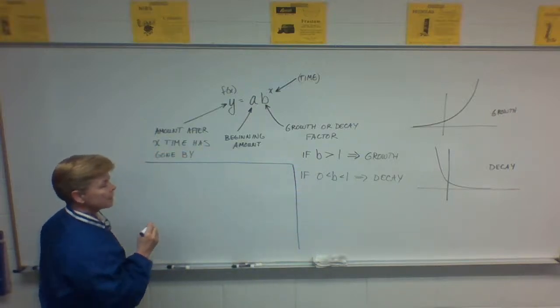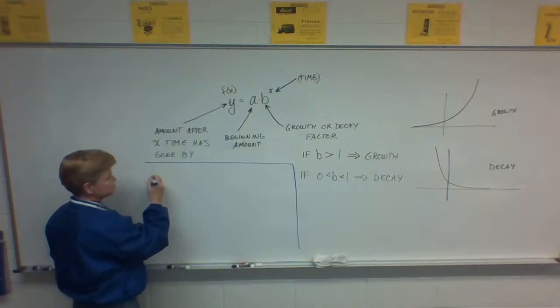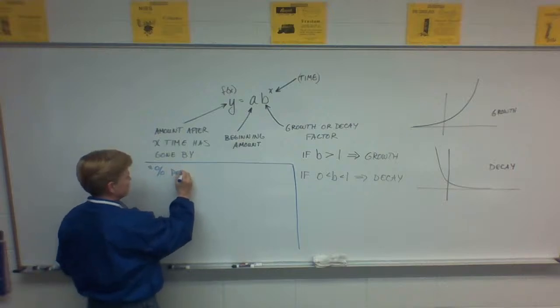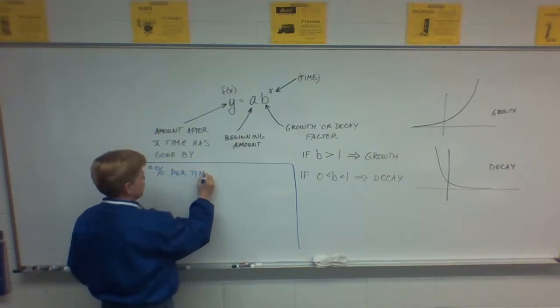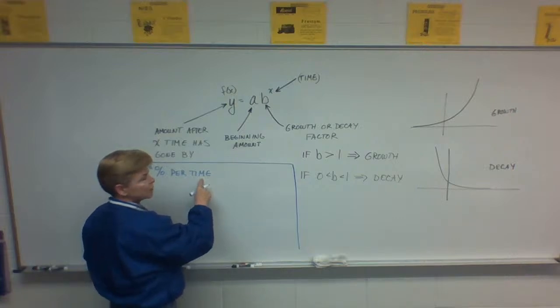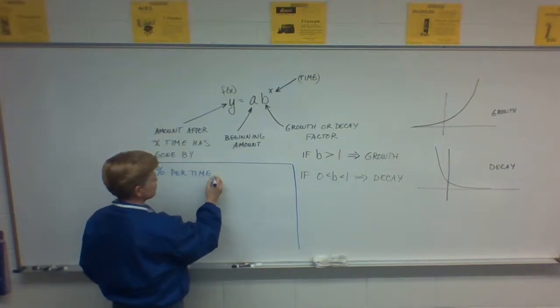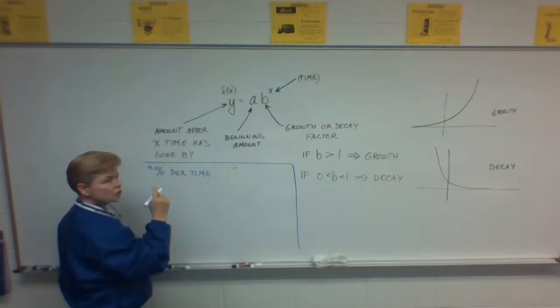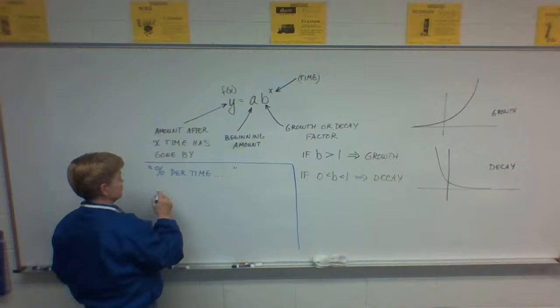Okay, listen. This is what you look for when you're doing this blue form. You look for this in the words: percent per time. And when I say time, I mean like percent per year or percent per hour or something like that. So time is something that's going to be replaced, and it'll go on like this. If you see this, this is the form of the exponential model you want to use.